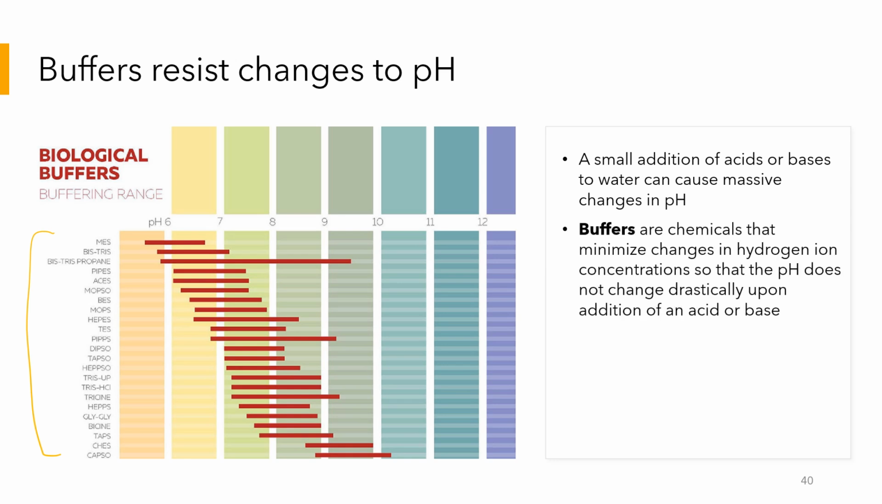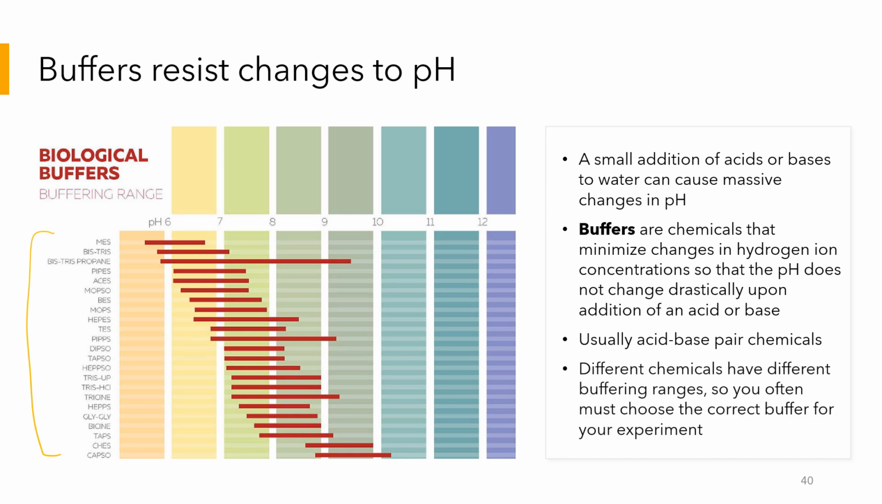They're basically chemicals that minimize changes in the hydrogen ion concentration so we don't have a drastic shift one way or the other. And usually these are acid-base pair chemicals. So the acid can take up the extra hydroxide, and the base can take up the extra hydrogen ions in the solution. And different chemicals have different buffering ranges. So if you're doing an experiment, you'll have to pick the right one.